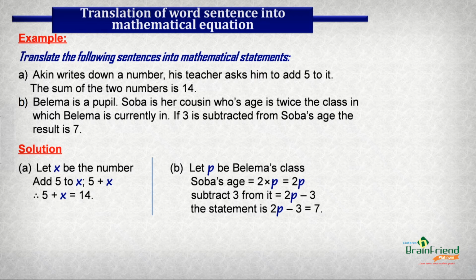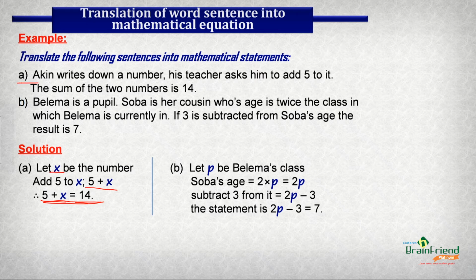To solve that, let's assume the number Akin writes down as x. So we say let x be the number. The next information says he adds 5 to the number. So 5 plus x. Okay? Now, the last part of the question says the sum of the two numbers is 14. That means when we add 5 plus x, it is equal to 14. So, this mathematical statement clearly expresses what this word problem says.